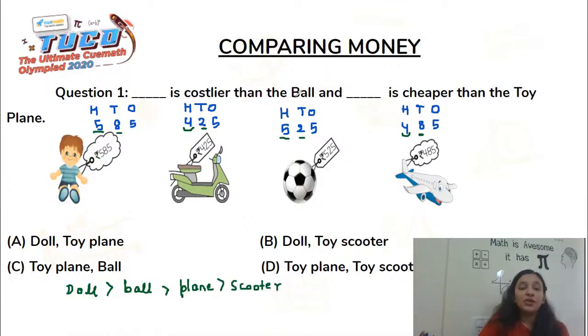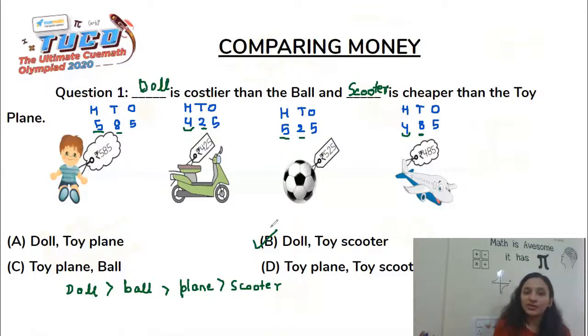So what we know, the only object which is costlier than ball is doll. So here we would be writing doll. And the only object which is cheaper than the toy plane is the scooter. So we would write here scooter. We need to get the options in the same order. It cannot be scooter and then doll. It has to be doll and then scooter. And what we see is that option B is exactly the same, and that becomes the correct answer to our question. So I hope all of you would have understood this question.